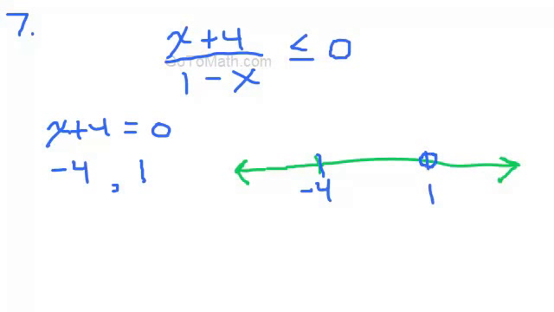Now remember, we can't use 1, so that's the reason we put a circle around that 1 there. That helps remind us that we can't use it. And we'll go ahead and label our test numbers there on the graph: negative 5, 0, and 2.